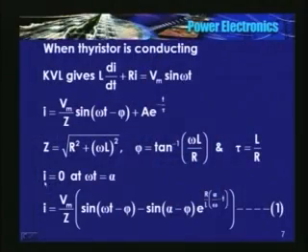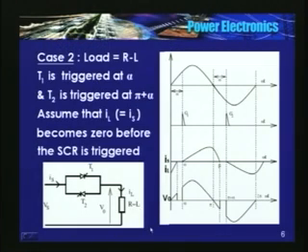Substituting or using this condition, I can solve the equation. I will get the expression for current. It is given by this equation: Vm by Z into sine omega t minus phi minus sine alpha minus phi into e to the power R by L into alpha by omega minus t. So this is the equation for current. So there is a sinusoidal component and a decaying component.